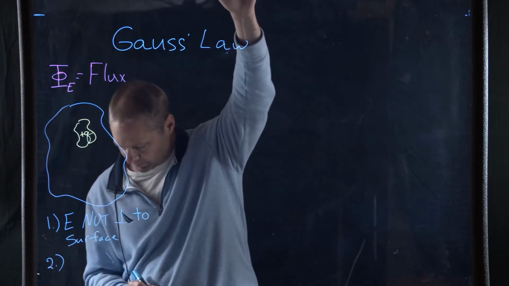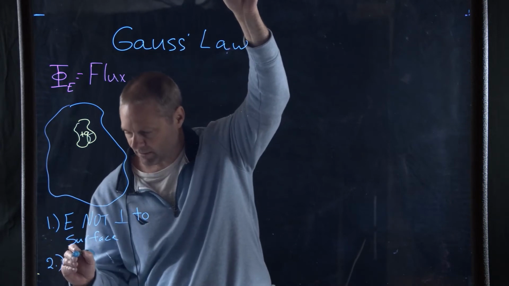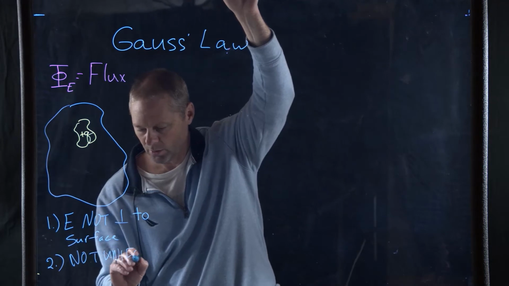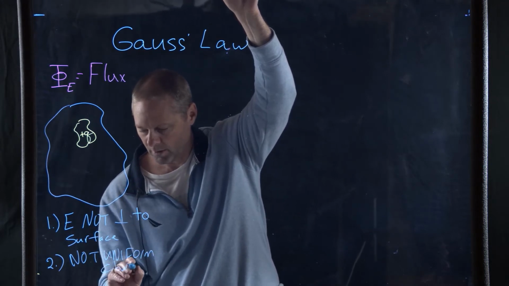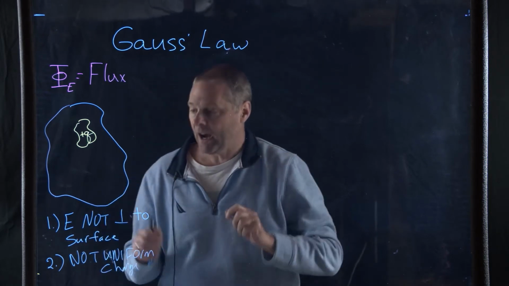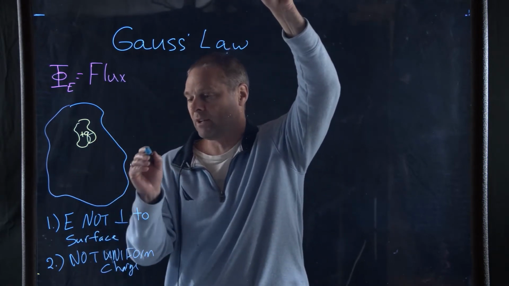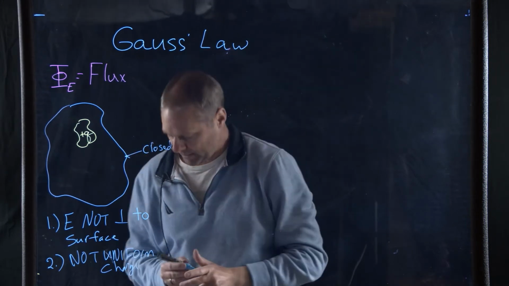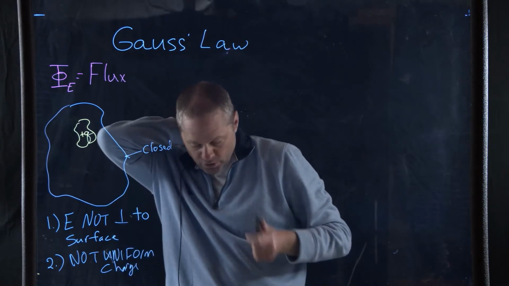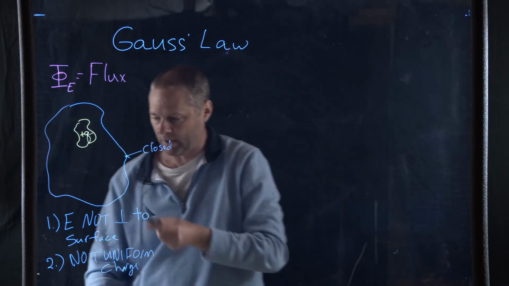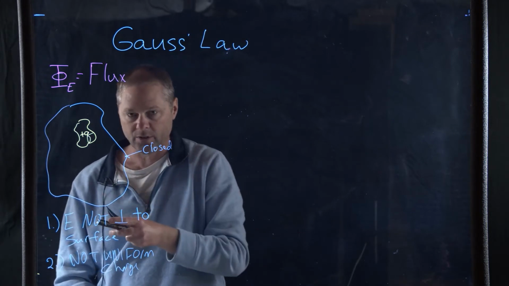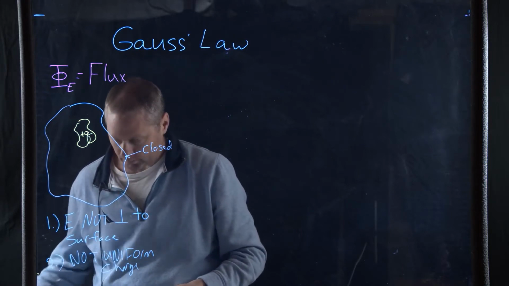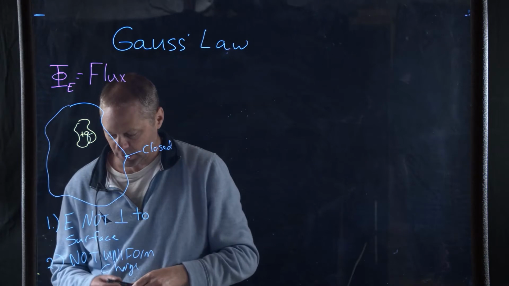Secondly, it does not have to have a uniform charge. However, what has to happen is that this has to be a closed surface. It has to be entirely closed. So those are a few things we have to take into account. The electric field doesn't necessarily have to be perpendicular to the surface, and it does not have to have a uniform charge, but the surface has to be closed.